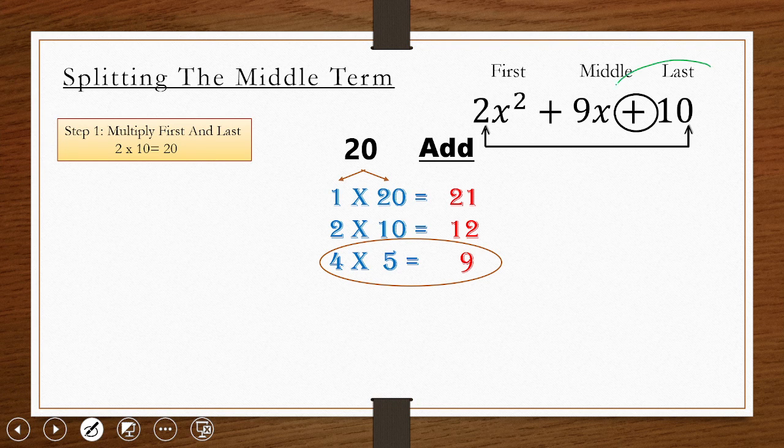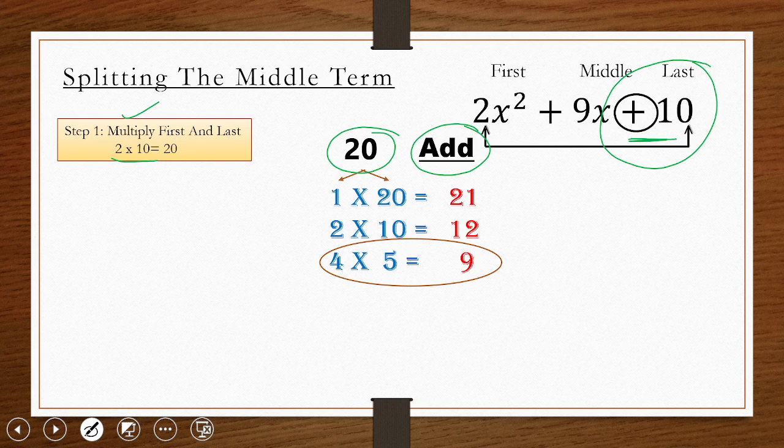After that, you have to use one trick, that is, you have to see which is the sign before the last term. You always have to see the sign. The number is 2 into 10 is 20 and the sign before the last term is add. These are the two conditions for splitting the term. It's very easy. I'm just explaining it very slowly.